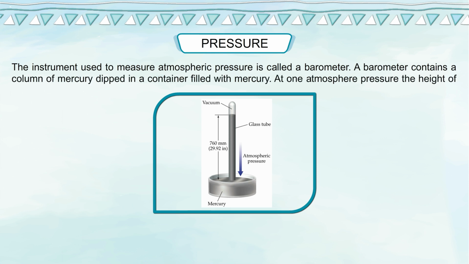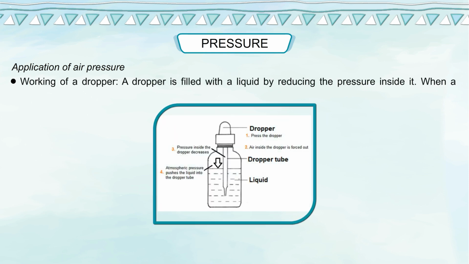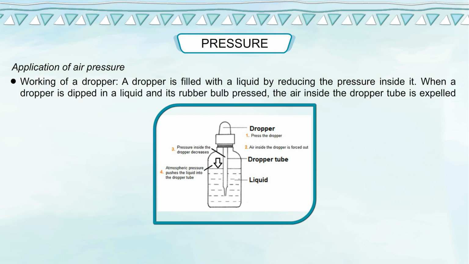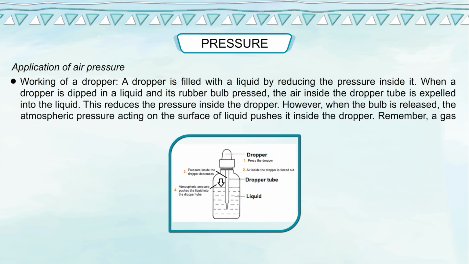A barometer contains a column of mercury dipped in a container filled with mercury. At 1 atmosphere pressure, the height of the mercury column is 76 centimeter. Application of air pressure. Working of a dropper. A dropper is filled with a liquid by reducing the pressure inside it. When a dropper is dipped in a liquid and its rubber bulb pressed, the air inside the dropper tube is expelled into the liquid. This reduces the pressure inside the dropper. However, when the bulb is released, the atmospheric pressure acting on the surface of liquid pushes it inside the dropper.